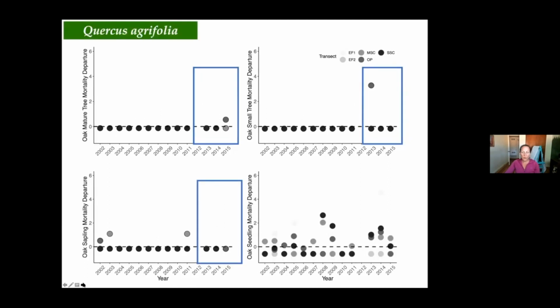When we switch over to Quercus agrifolia or coast live oak, we see negligible mortality. And what I will tell you about this mature tree mortality departure is that that dot in 2015 represents one individual tree. So over the course of the study, with the exception of seedlings, we saw 5 total coast live oak die across this landscape in comparison to thousands of Monterey pine.